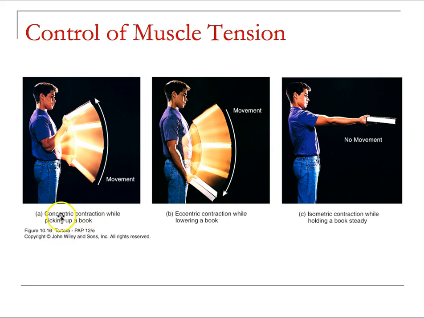You can actually have concentric movement, where you have this from low to high. Eccentric is high to low. No movement is when you have the antagonistic muscles both working, so there's no movement at all.